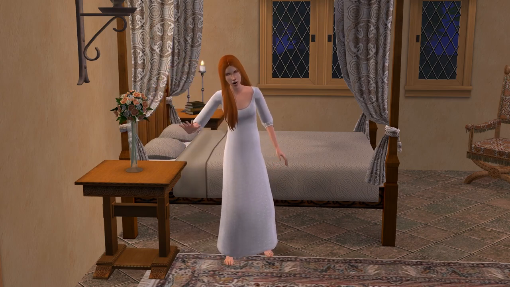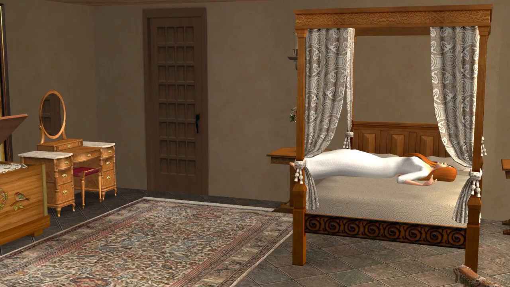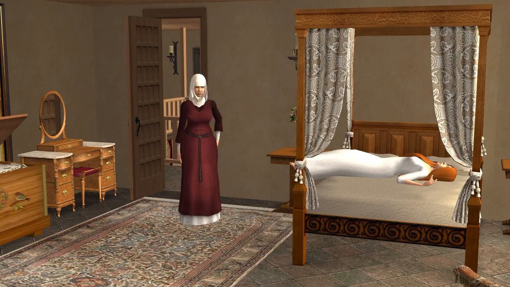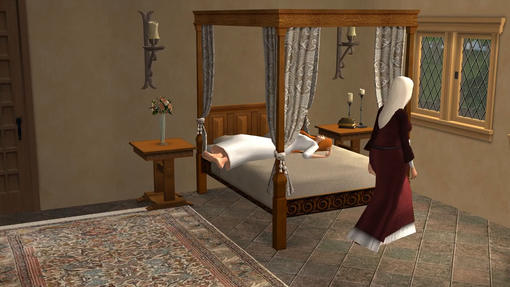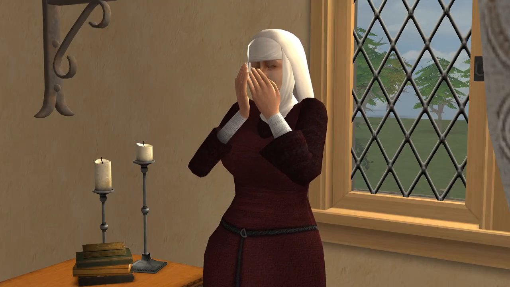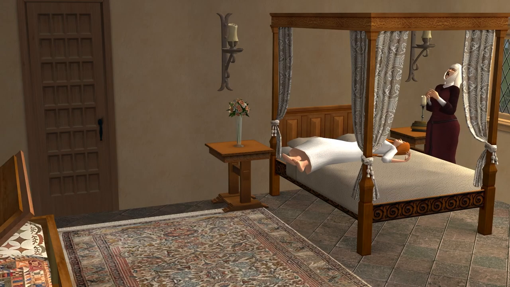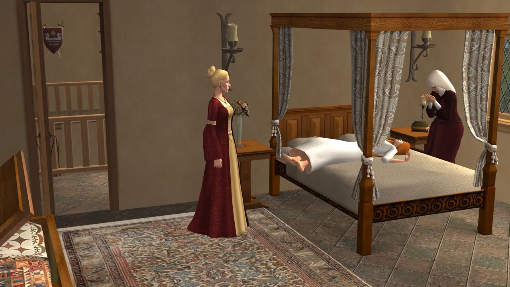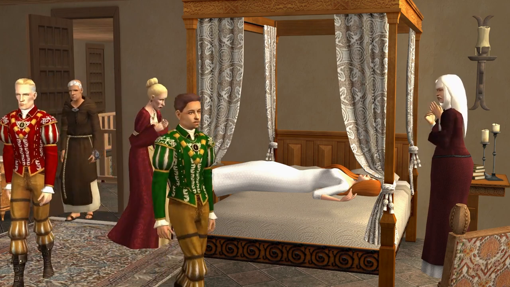The next morning, the nurse comes to wake Juliet up for her big day, and she finds her seemingly dead. So she freaks out. Lady Capulet hears her and comes into the bedroom. Lord Capulet, Paris, and Friar Lawrence follow, and they all start freaking out.